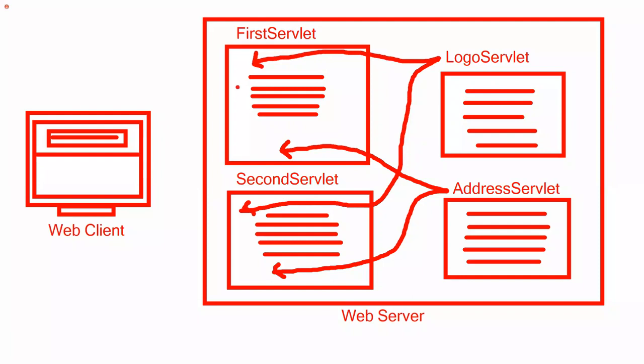See, like this, first servlet, second servlet, third servlet, this type of servlet, 100 servlets are there. In every servlet, at the top left corner, the company logo is required. That logo servlet is prepared separately and included 100 times. The company address at the bottom center is required. That is a separate servlet, prepared and included 100 times.